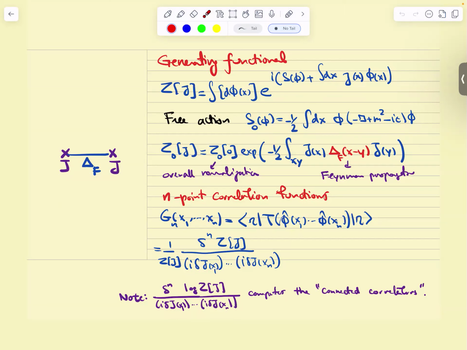All right, so Z naught of J we solved. This is Z0 of 0, the free theory. This is just overall normalization. All the divergences are pushed in there. Times the exponential of minus one half integral of J(x) Feynman propagator J(y). We wrote this, right? This is symbolically what we drew here.